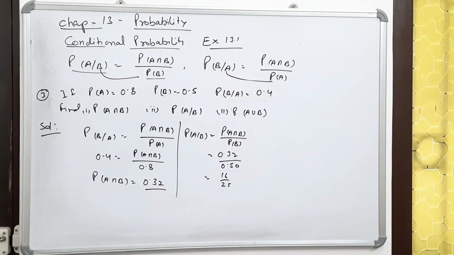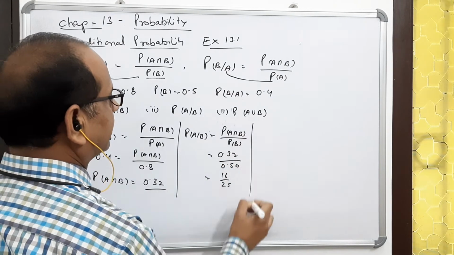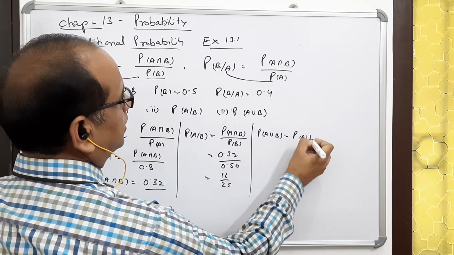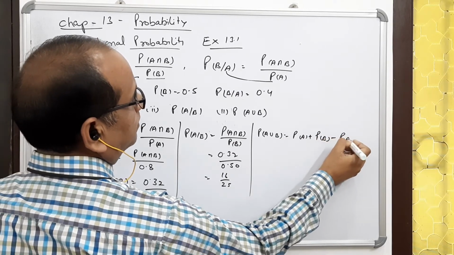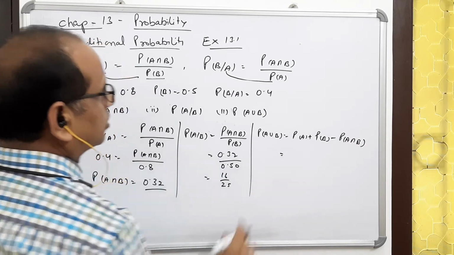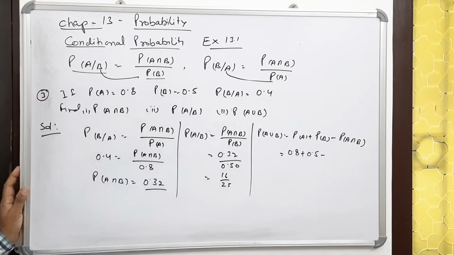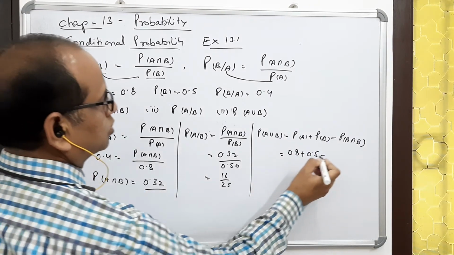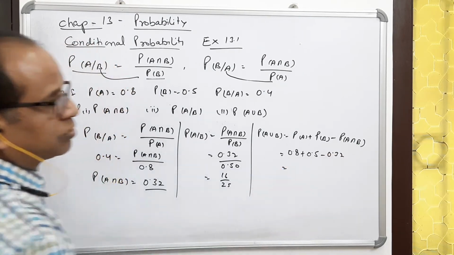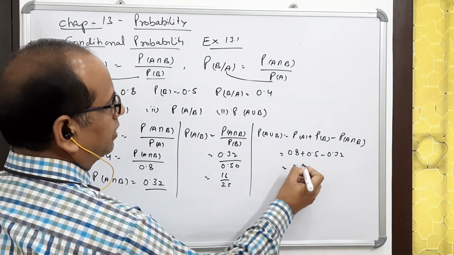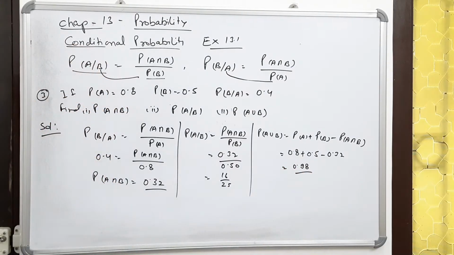The third answer is, you see the third answer now. Third answer is P(A union B). You have read in class 11th, P(A union B) is P(A) plus P(B) minus P(A intersection B). So P(A) is 0.8 plus 0.5 minus intersection 0.32. Please see this part. So if you simplify, this answer will be 0.98. So that is P(A union B).